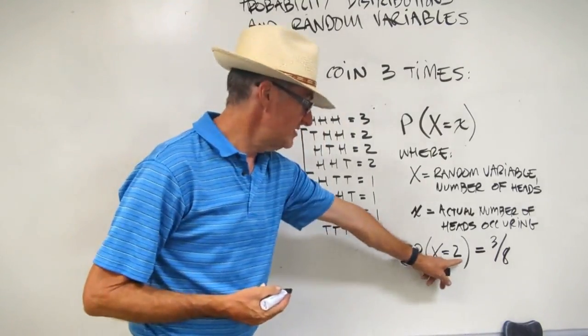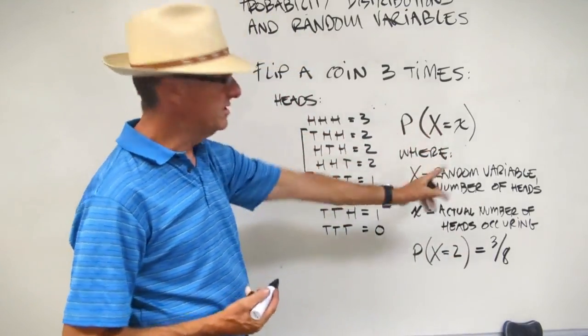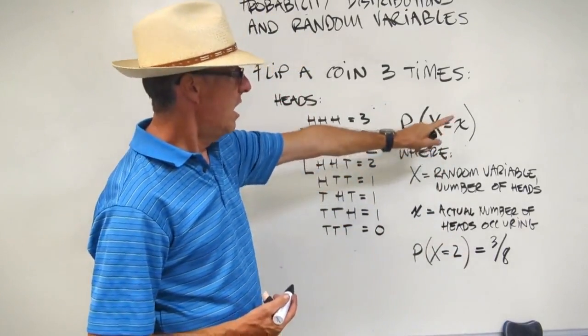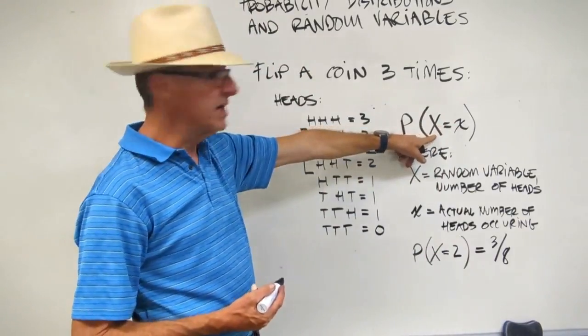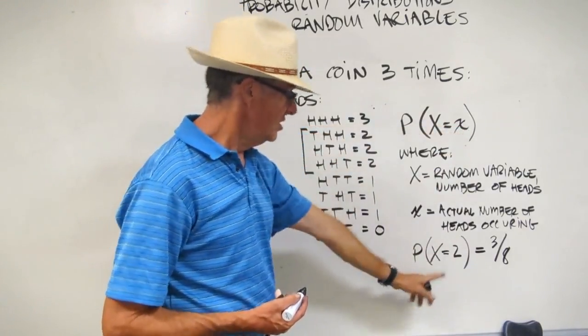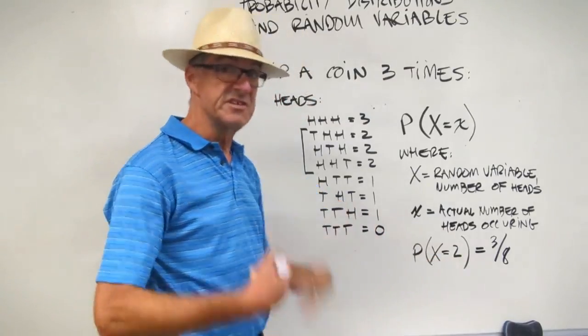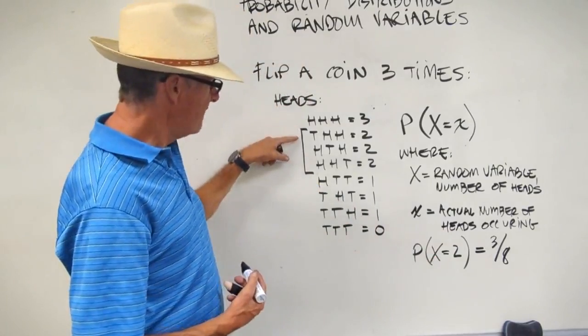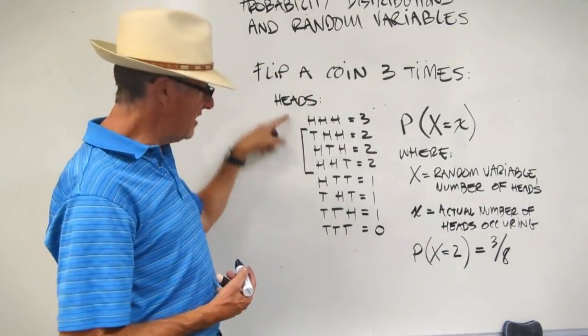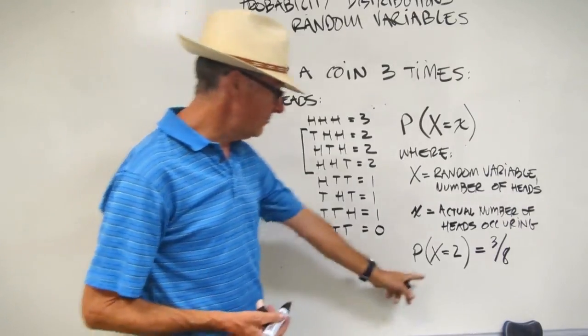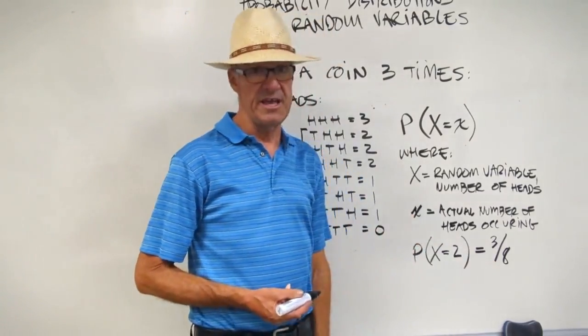That's where the lowercase x is 2. So again, what this means is, what is the probability of the number of heads in our experiment equaling 2? Uppercase X, that's the random variable. Lowercase is the outcome we're looking for. So I have 3 possibilities out of 8 where I get 2 heads. So the probability is 3/8.